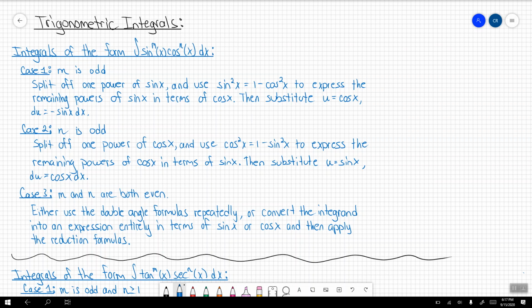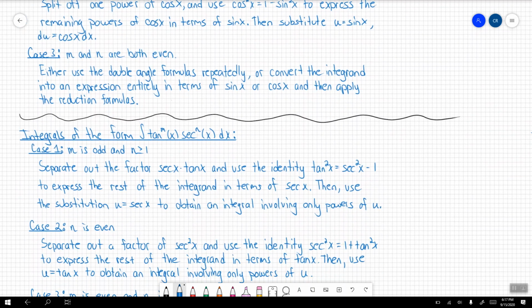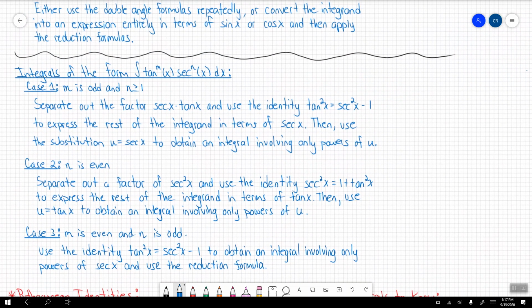And then we have one final case. The final case here is where m and n are both even. If they are both even, then we either use one of the double angle formulas repeatedly, or we convert the integrand into an expression entirely in terms of sine and cosine, and then apply the reduction formulas. We'll talk about the reduction formulas in just a bit. So, moving forward. We're also going to be looking at trigonometric integrals of the form tangent to some power m of x times secant to some power n of x.